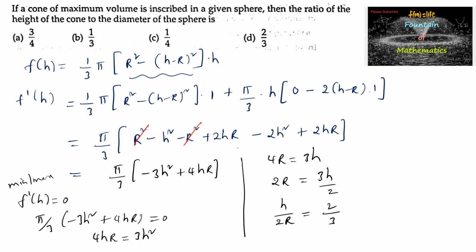Since 2R is the diameter of the sphere, we can say that the ratio of the height of the cone to the diameter of the sphere, that is 2R, is given by 2 by 3, that is 2 is to 3, or 2 by 3 is the answer. So we can go with option D, 2 by 3. Okay, thank you.